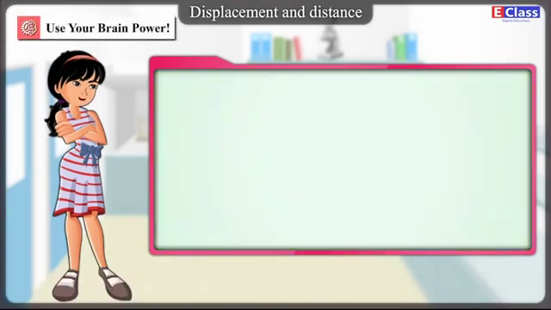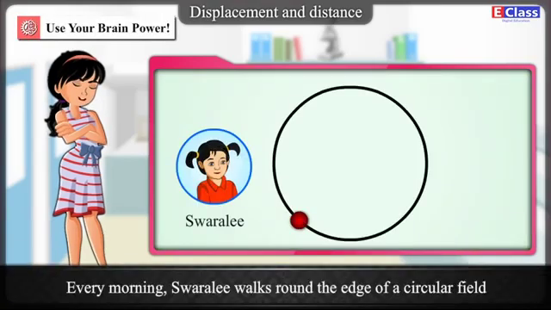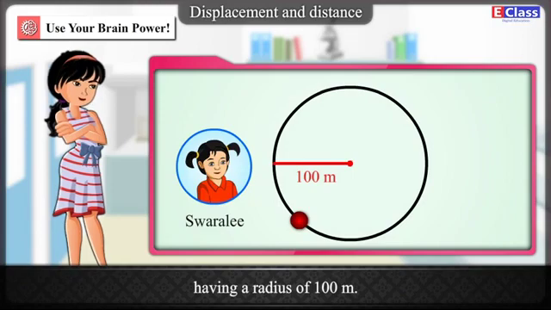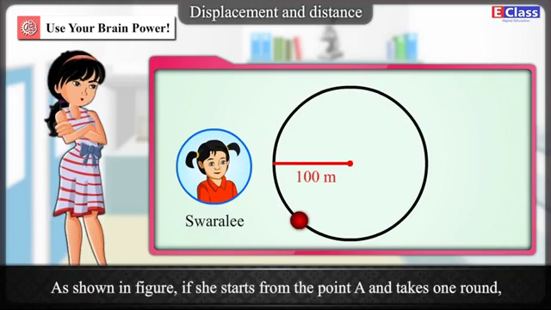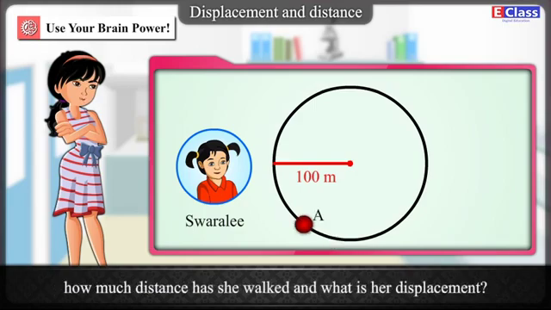Use your brain power. 1. Every morning, Swarali walks round the edge of a circular field having a radius of 100 meters. As shown in figure, if she starts from the point A and takes one round, how much distance has she walked and what is her displacement?